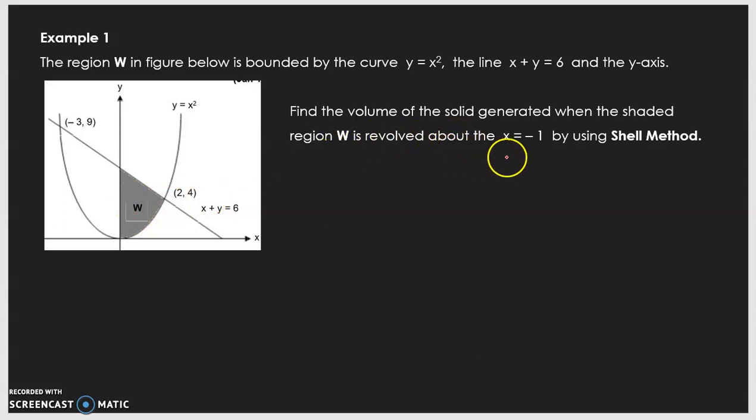So x is, if here is 0, so x is equal to -1 is around here. So x is equal to -1. So you can see that this is a vertical line. If the line is vertical, then we're going to use the values of x and function in terms of x.